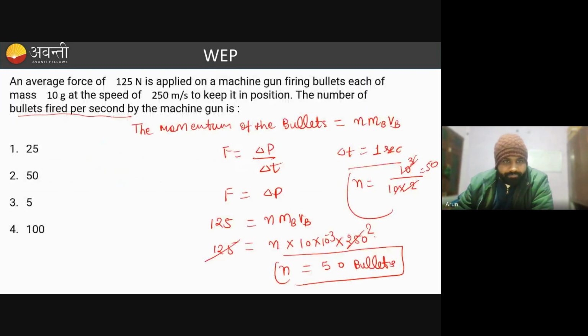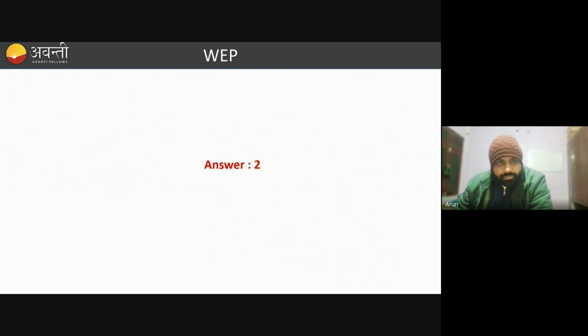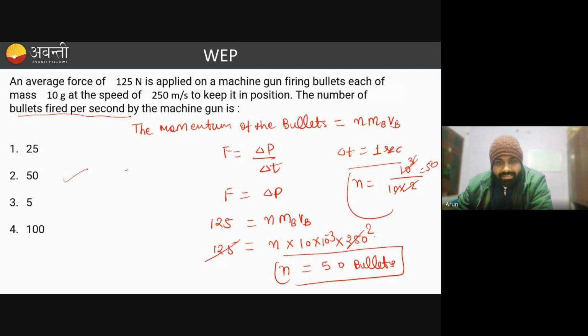For example, in 1 minute, you consider, let's say, n bullets have been fired. So in 1 second, how many bullets are fired? N by 60. Got it? So this modification you have to do in the question. Answer 2, means option 2 is correct.